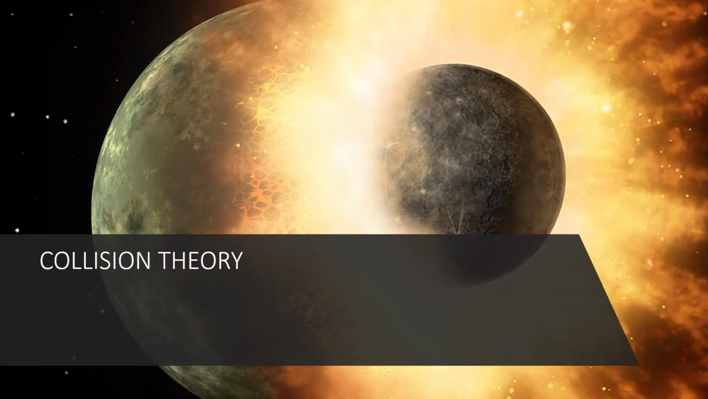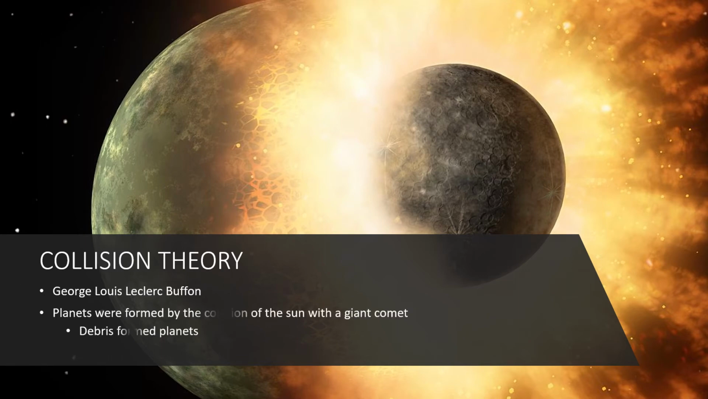Next we have the collision theory. Georges-Louis Leclerc, Comte de Buffon, a French naturalist in the 18th century, proposed that the planets were formed by the collision of the sun with a giant comet. The resulting debris formed into planets that rotate in the same direction as they revolve around the sun.